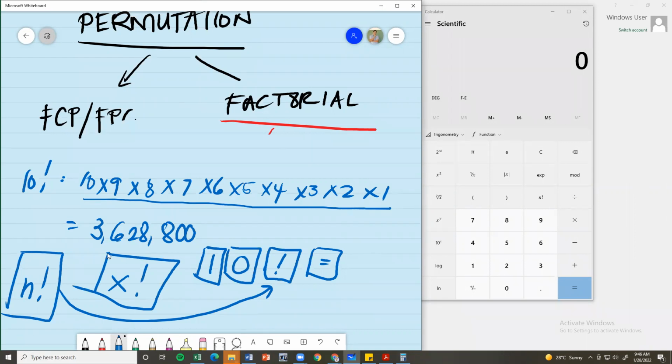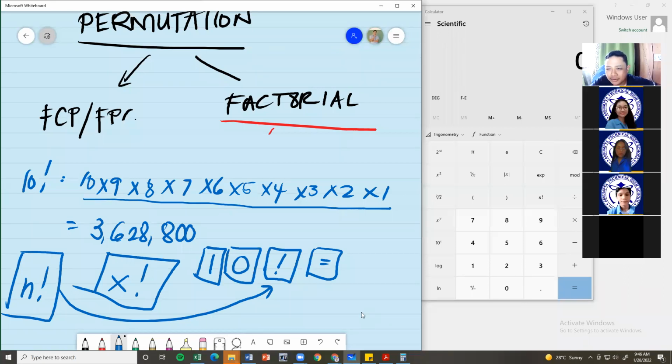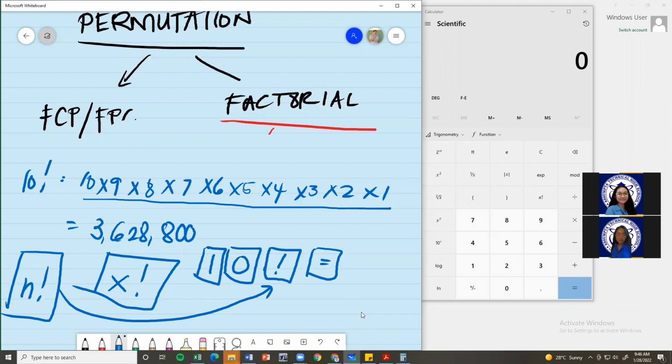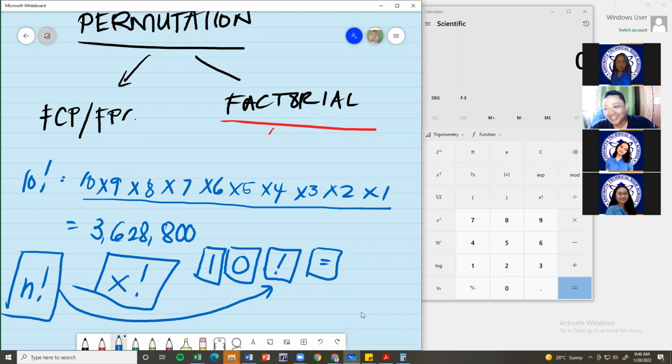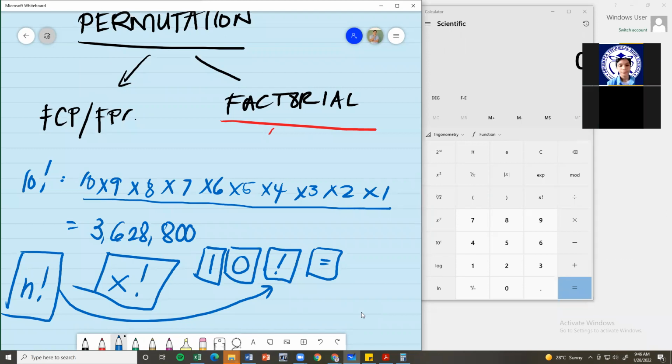Raise your hand if you already have tried using the symbols in your calculator and you arrive at the same answer. 10 factorial. Pakitry nga. Let me see who among you tried it and got the same answer. Very good. So I'm glad you were able to try it. That's the shortcut in your calculator. However, in your examinations, if you are asked to show your solution, you need to show this long process. Pero kung mabilisan lang, you can use your calculator.